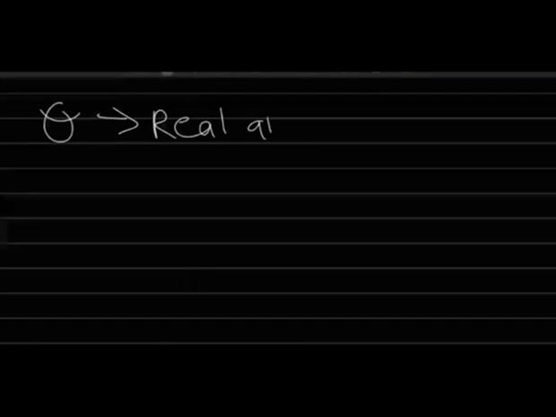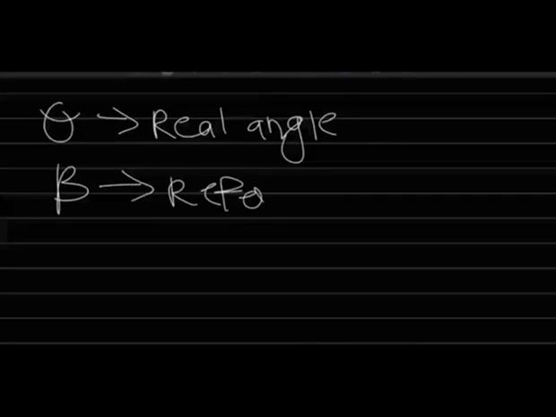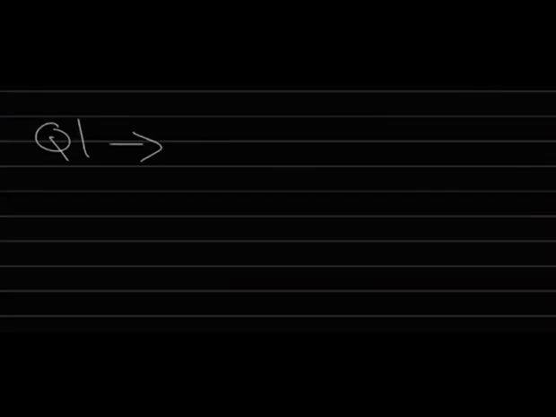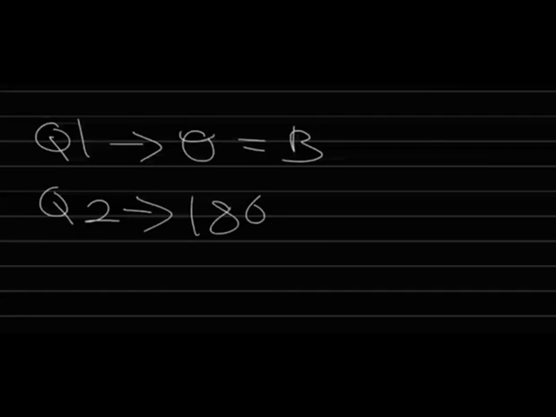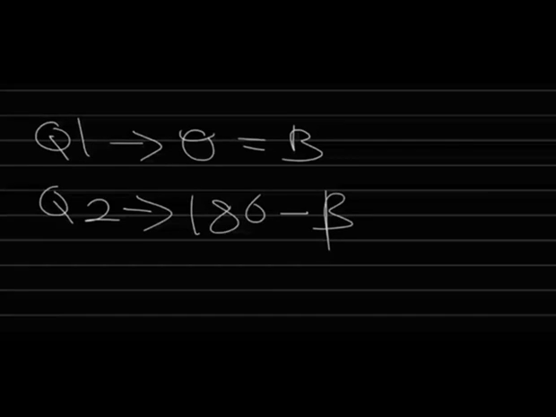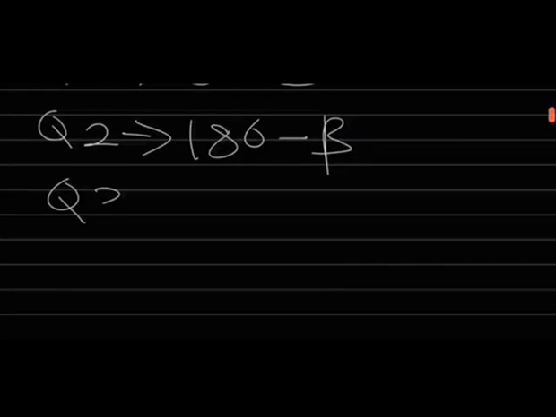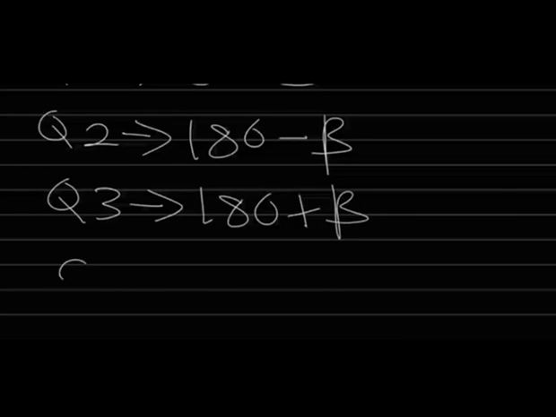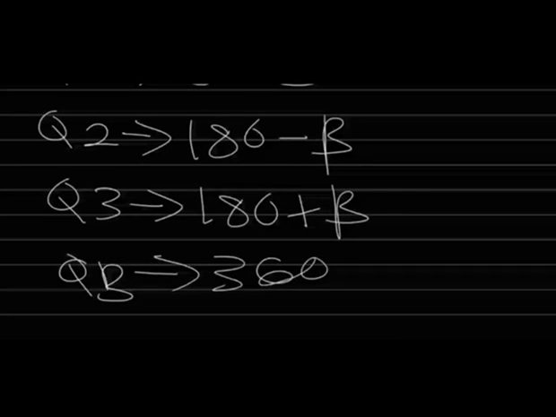Theta refers to the real angle, while beta refers to the reference angle. Quadrant 1 is theta equal to beta. Next, quadrant 2 is 180 minus beta. Next, quadrant 3 is 180 plus beta, and the last one is quadrant 4, which is 360 minus beta.